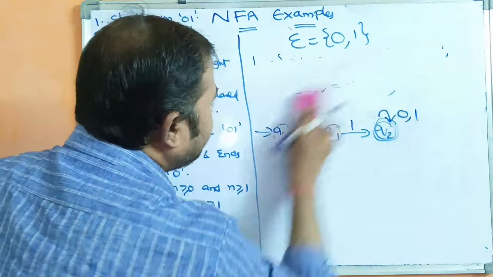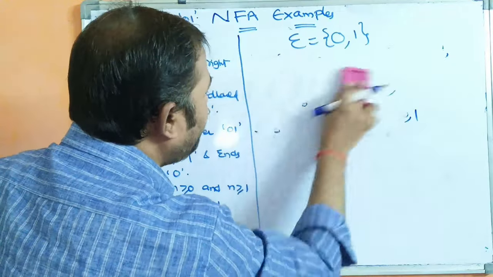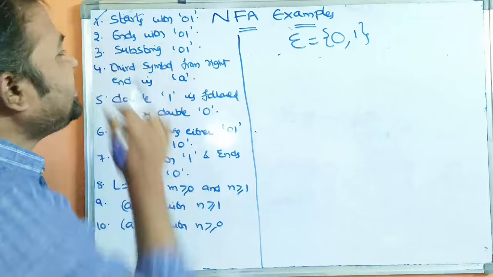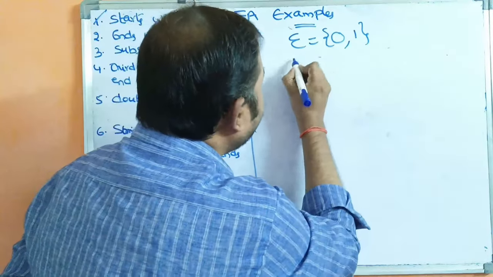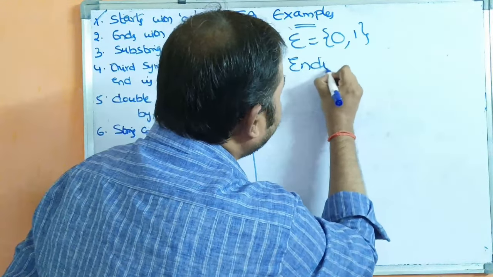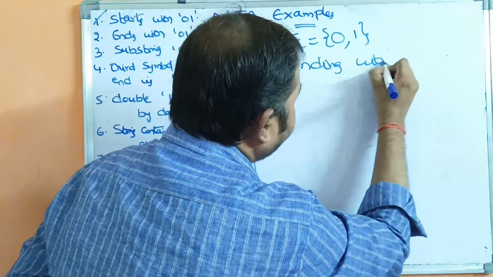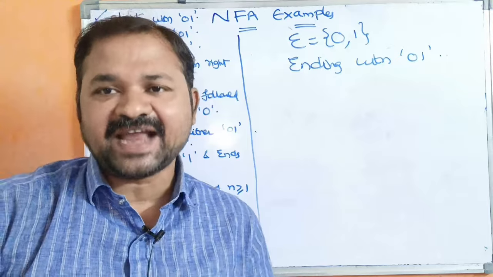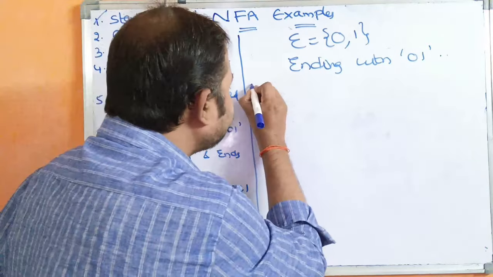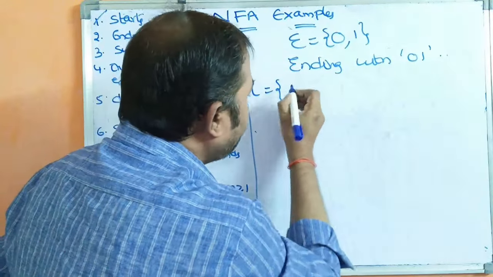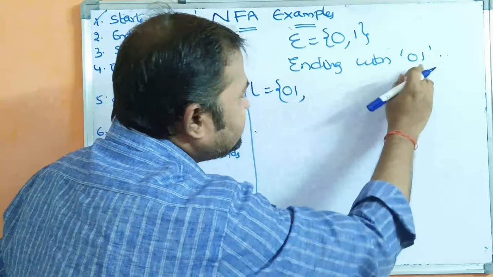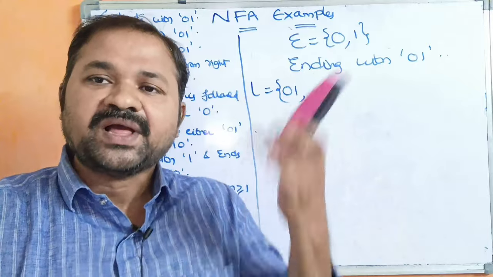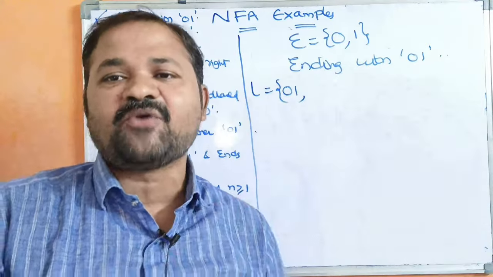Now let us see the second problem. What is the second problem? Strings ending with 01. First let us construct the language. Let us write the language. L is equal to, here the string ends with 01. So before 01, we can have any number of zeros and any number of ones.